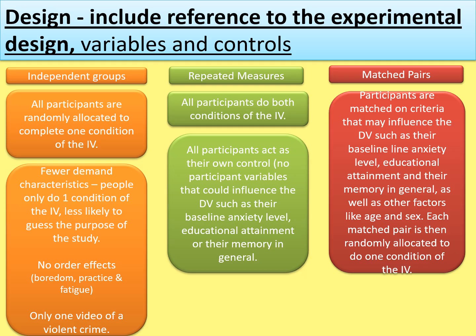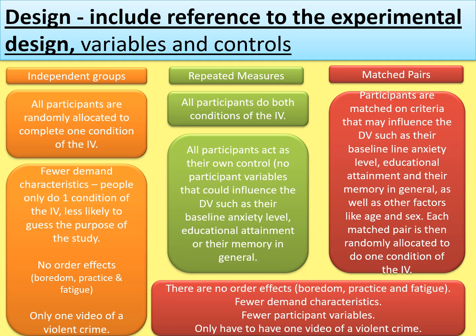Now it's a really great experimental design. So the good thing about it, you can say I've chosen matched pairs because there are no order effects of boredom, practice or fatigue because they're only doing one condition of the IV. There are fewer demand characteristics because they're only doing one condition of the IV, and so they're less likely to guess the purpose of the study. There's also fewer participant variables. Now there's not none because they are different people, but there's fewer. You've matched them on so many things that actually it's less likely that their participant variables like their memory or their anxiety level in general is going to affect the DV.